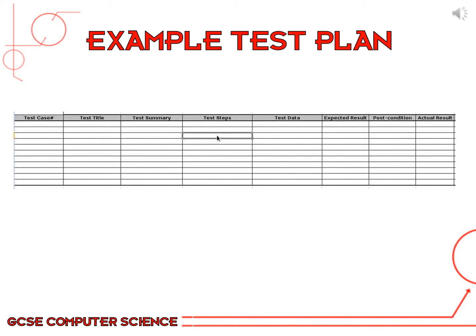Here's an example of a test plan. So basically what you could do is list all of the tests in the left-hand column. Then you could give it a sensible title, summarize what it is that you're testing, say what steps you're going to take to make that test, give some sort of test data, so what are you going to input, what would you expect it to do, what actually happened, and then from that you can say whether it's passed or failed.